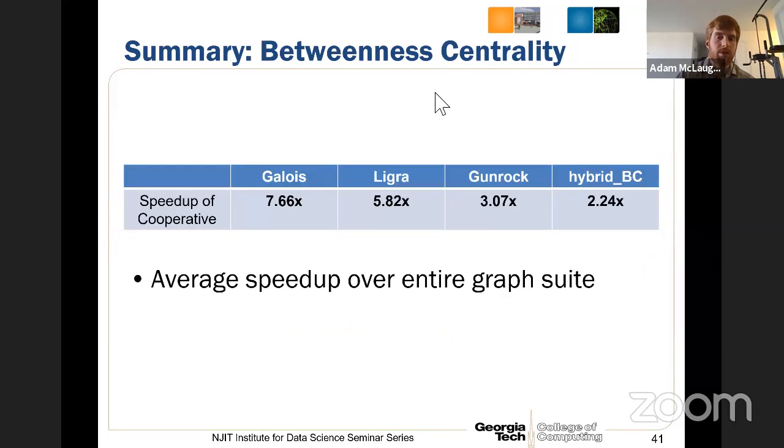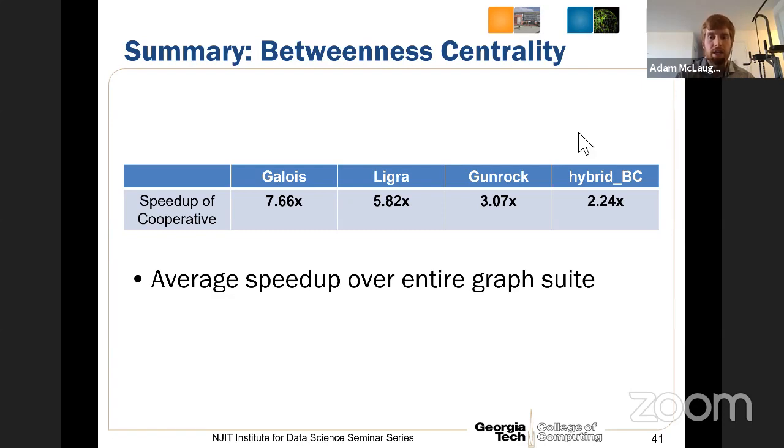So we compared this to a few different existing libraries. Galois, Ligra, and Gunrock are all very powerful libraries for doing parallel graph analysis. Galois came out of UT Austin, and I think it's still being actively developed. Ligra was out of Carnegie Mellon by Julian Shun, and Gunrock is out of UC Davis by Yangzihao Wang, who's now at Google. And then hybrid BC is the last comparison. That's my old method from the supercomputing paper.